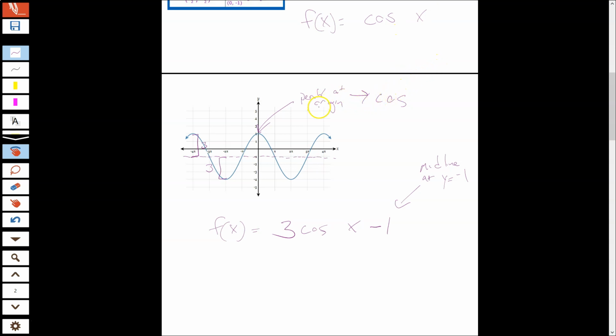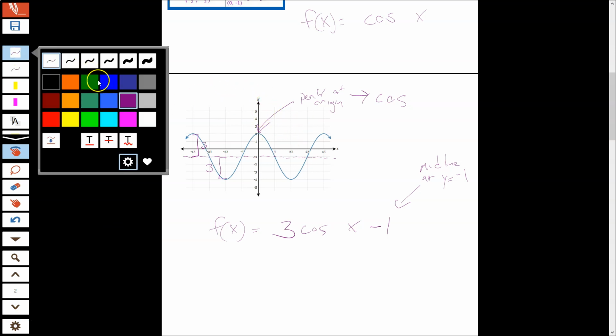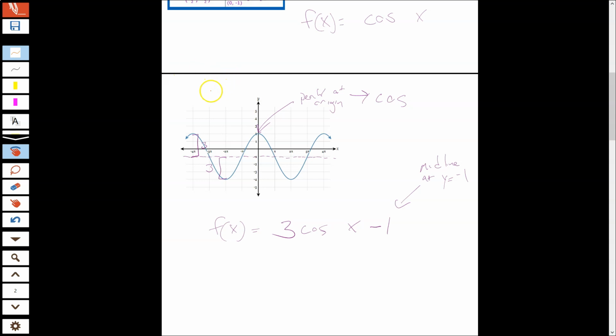So last thing, and the hardest thing, is the graph's period. So I'm going to notice here that a full revolution or a full wave here, I'm always going to count from peak to peak, I think is the easiest way to do it. So I'm going to find my first peak, and then I'm going to go to my next peak to the right. What I notice here is that is 4 pi, right?